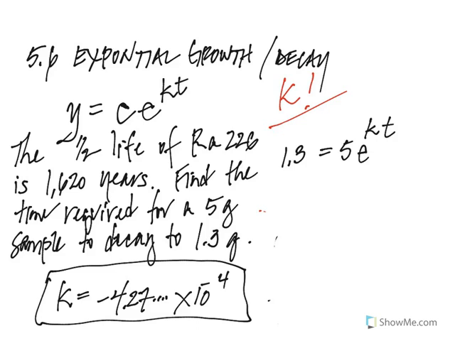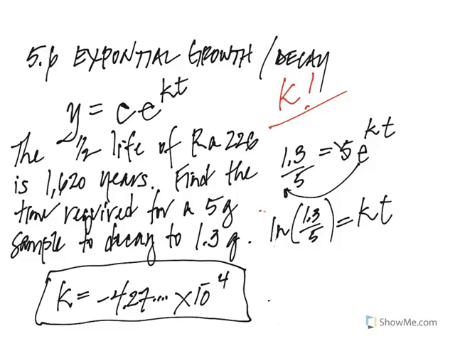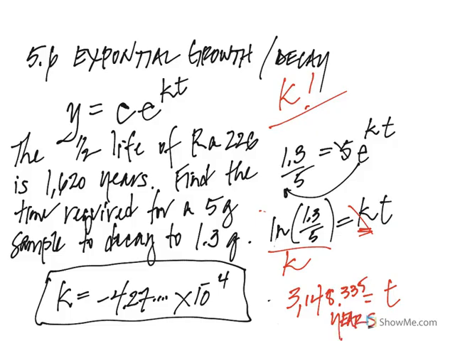All right, so here we go. I divide both sides by 5, giving 1.3 over 5. I'm going to then natural log that quantity. And then, of course, k is the numeric value that I have stored in my calculator, so I'm going to divide both sides by k. That cancels on the right-hand side, and t should be 3,148.335. And that, of course, is going to be in years.